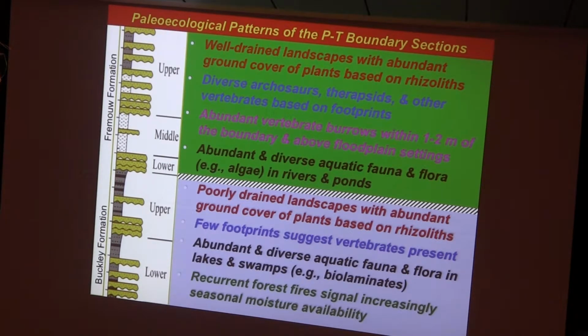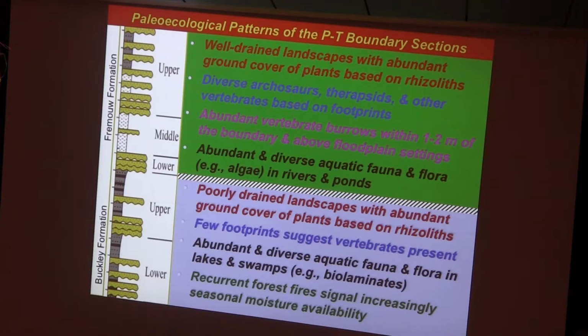Across the boundary, we still have abundant and diverse aquatic fauna, and even more things that we didn't see down here in the Buckley. Then we have abundant vertebrate burrows, and they're within 1 meter of the boundary, found at Colsack Bluff. So there is no dead zone of meters. They're right there, right over the boundary. And the floodplain sediments are much better drained. They're still rapidly accumulating, but better drained.